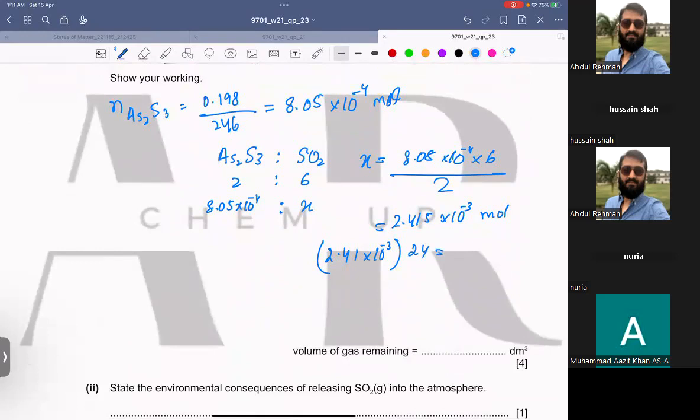0.06 dm cube. Is it 0.06, or is there some other figure and you have rounded off? Sir, it is 0.0579, I rounded it off.